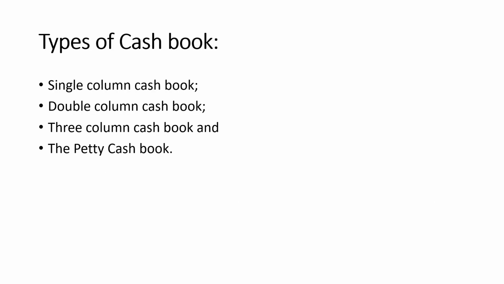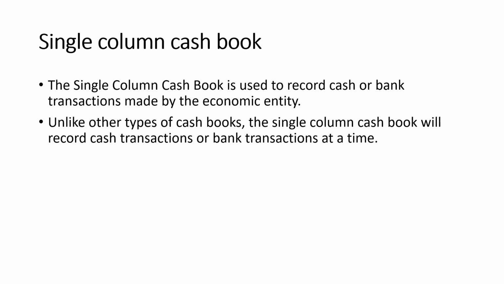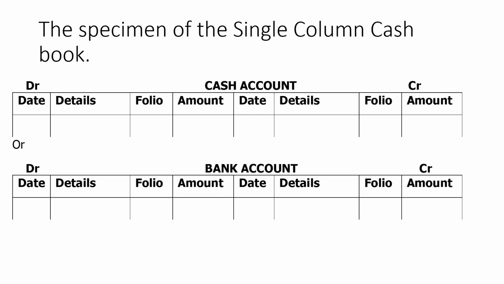We have several types of cash book: the single column cash book, which we will deal with today, the double column cash book, and the three column cash book. These are the types of cash book. A single column cash book is used to record cash or bank transactions made by the economic entity. Unlike other types of cash book, the single column cash book records cash transactions or bank transactions at a time.